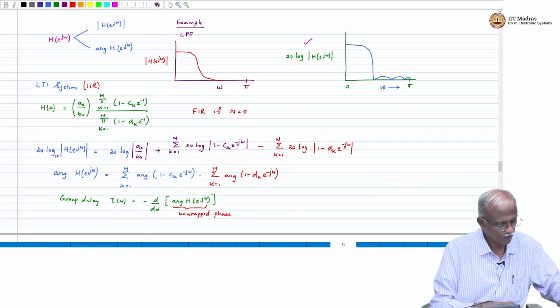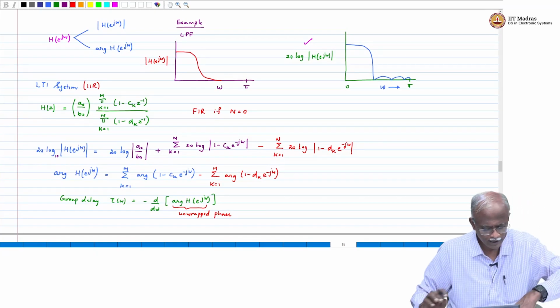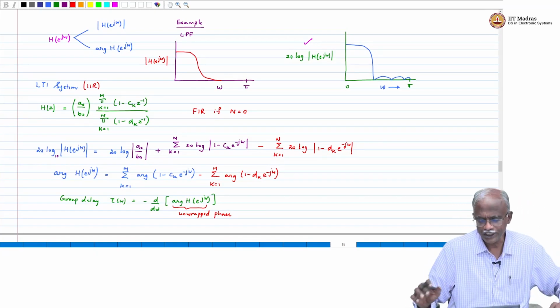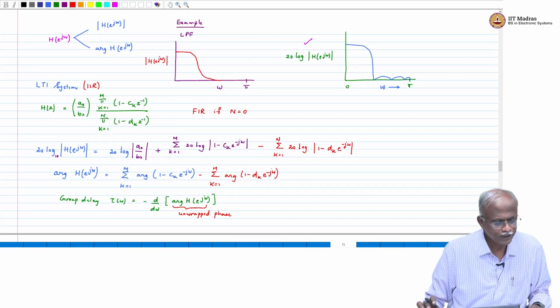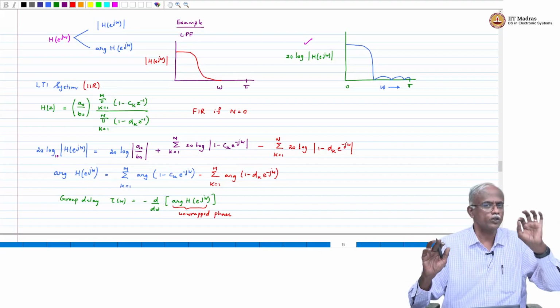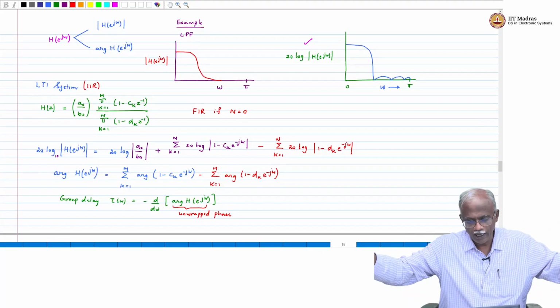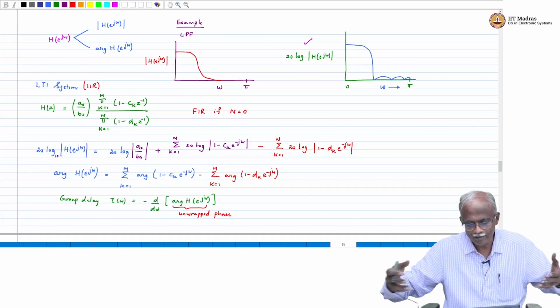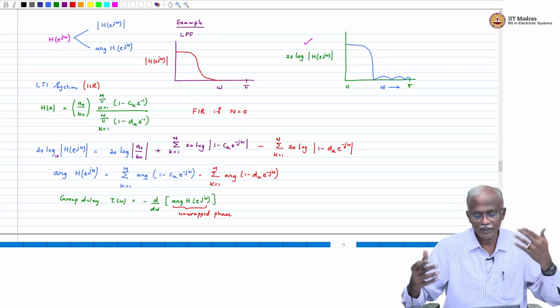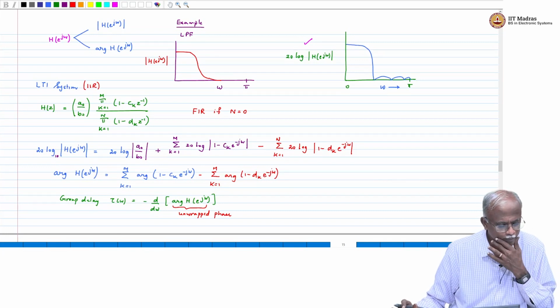Unwrapped phase. Okay, I hope you are comfortable with that and are able to appreciate. So now we are going to zero in on first order systems, because first order systems are the building block. You have m first order terms in the numerator, n first order terms in the denominator. We can then look at the overall behavior in the following manner.